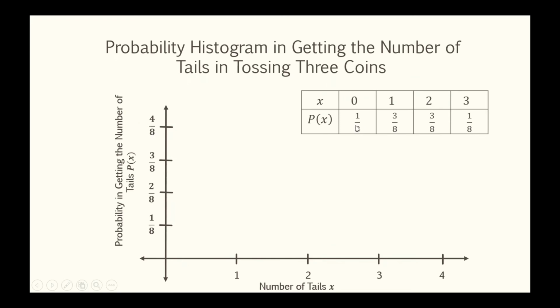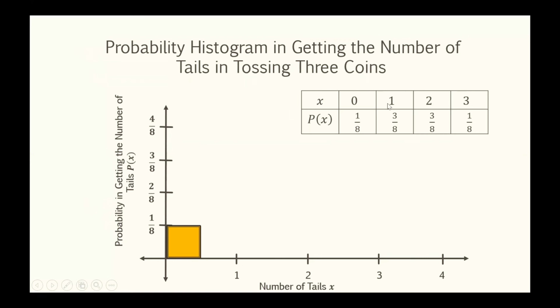By observing the table, or by getting the values of x and P of x, we're going to draw the histogram of example number 2. So 0, the height of that is 1 over 8. That's from the vertical axis up to the midpoint of 0 and 1.